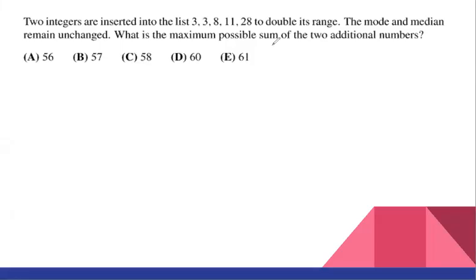Hello, everyone. So this is another AMC 8 2023 problem. Two integers are inserted into this list and double the range. The mode and the median will not change. What is the maximum possible sum of the two additional numbers?